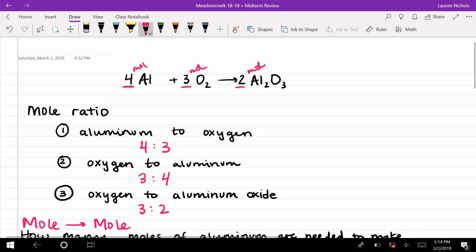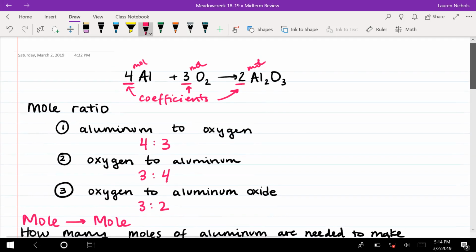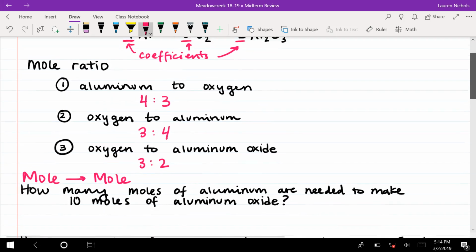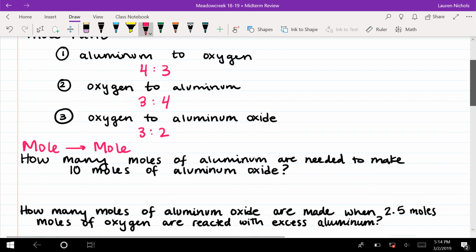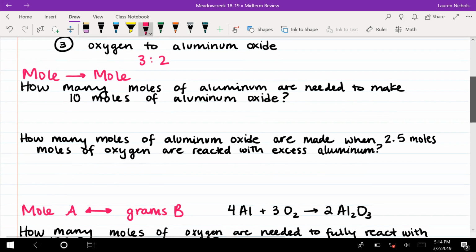It's all based on these coefficients that are in the front, which in first semester we learned how to balance and put them there, and now we understand why. It is the exact ratio needed in order for the reaction to occur. If you have less than what's needed, then the reaction won't happen. You have to have things happen in the correct amount. And so we use these mole ratios to help us do some conversions.